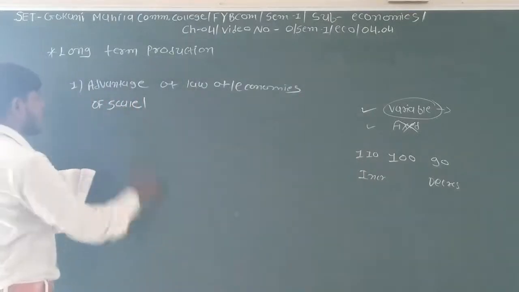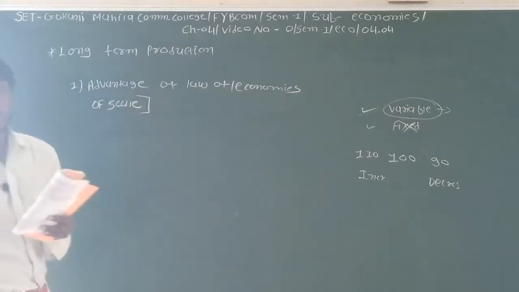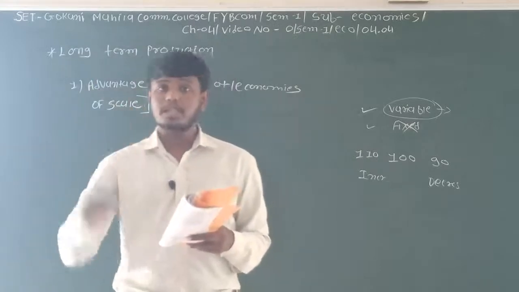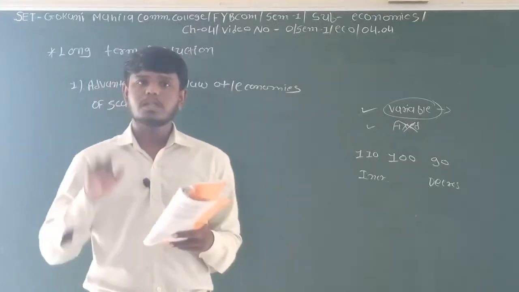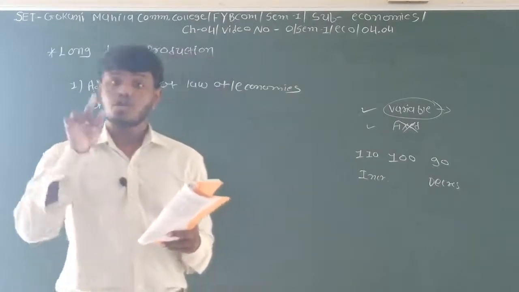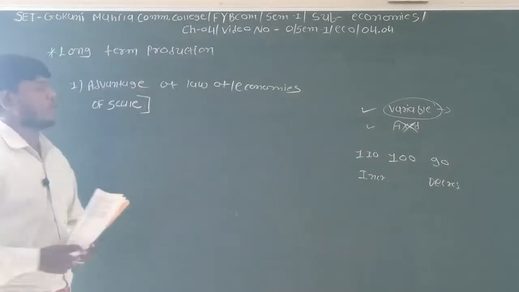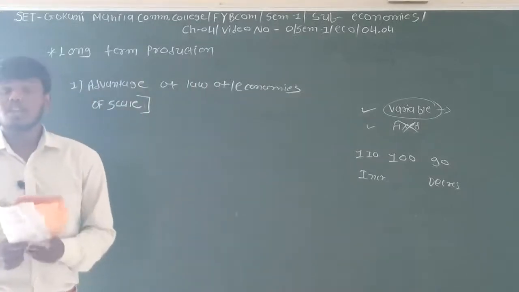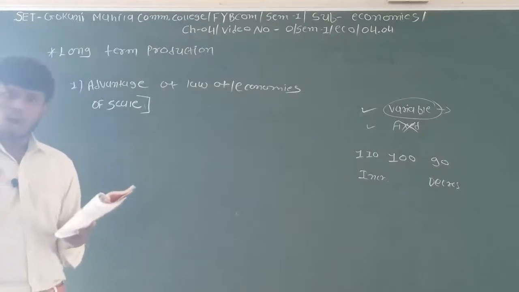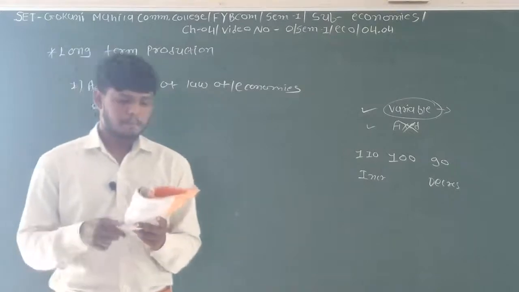Here the scale is given. It means you can make changes in the proportion, or in the scale, of the production system in your business enterprise as per your wish. So that's why this is called the law of economies of scale. So let's understand the meaning of economies of scale and how this law affects your production system.